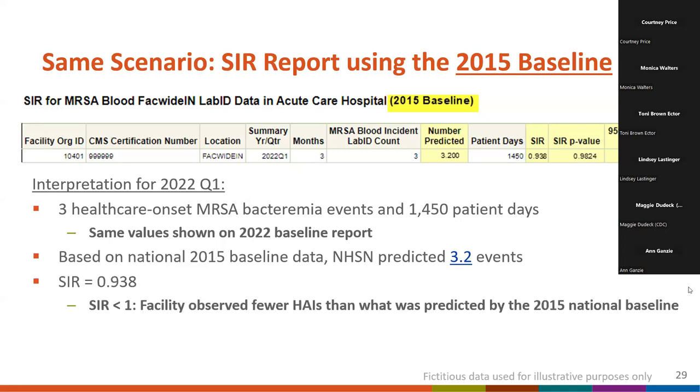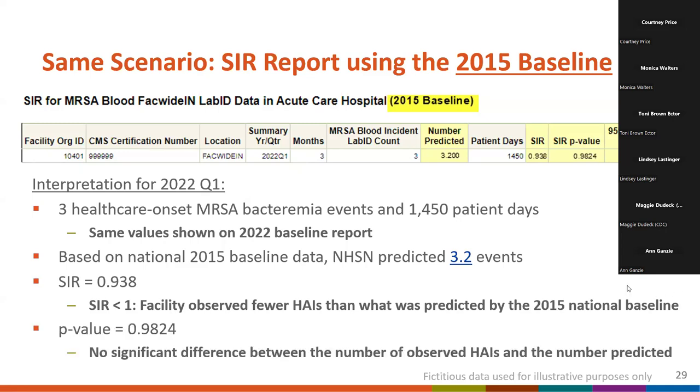So now, when compared to the national 2015 baseline data, this facility technically observed fewer events than predicted because our SIR is less than 1, 0.938. However, the p-value shown on this report is still greater than 0.05, so there is no significant difference between the number of observed and the number predicted.